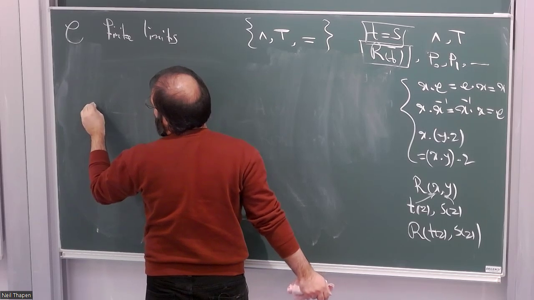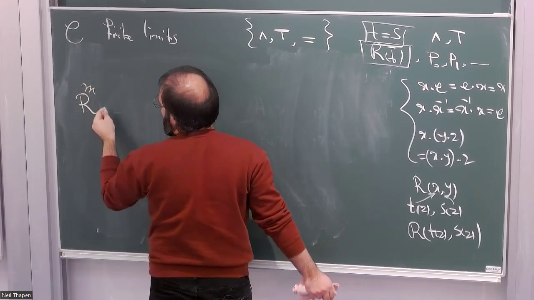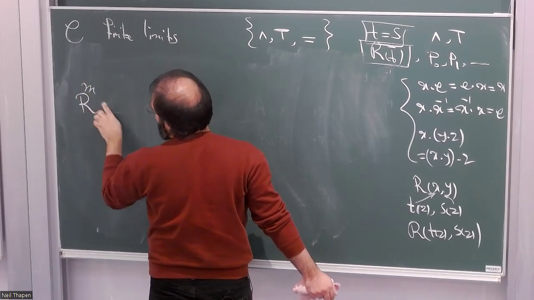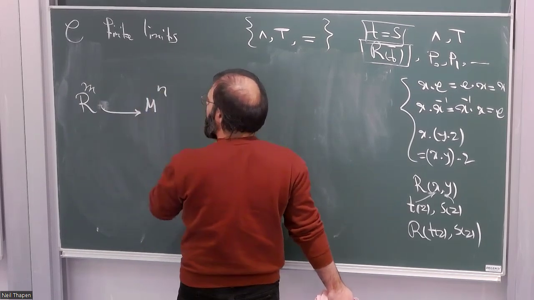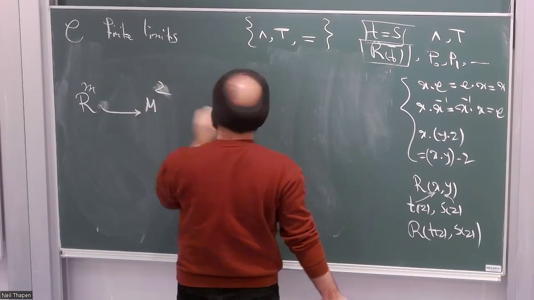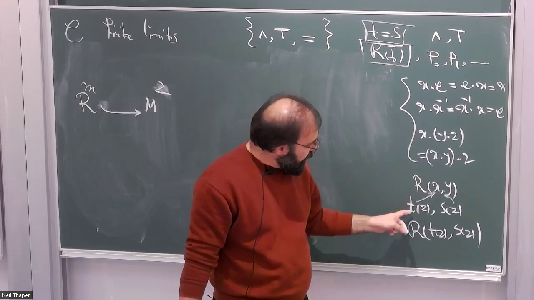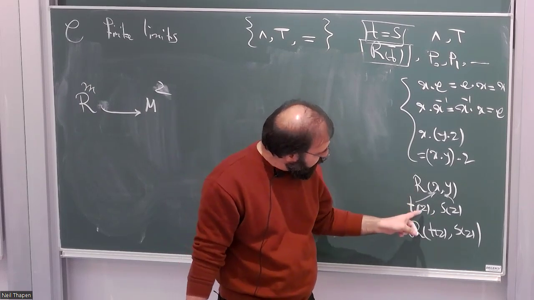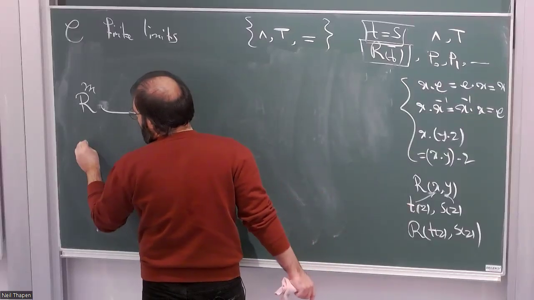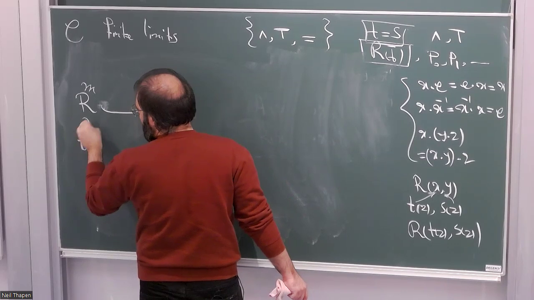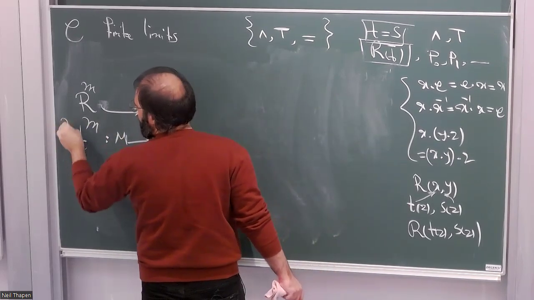Let's say, with abuse of notation, you have this guy, and here it is M squared because you have two variables. That's the interpretation of R. The interpretations of these two guys should be just maps from M to M, right? So the interpretation of T is a map from M to M, the same also for S.